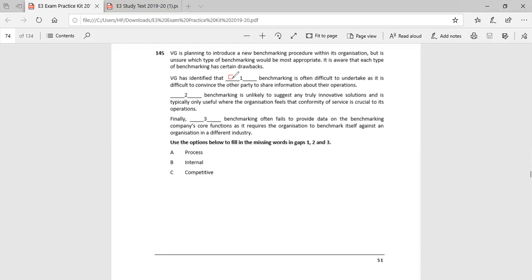Two, someone wrote two as B, Disha. Okay, B, internal benchmark is unlikely to suggest a truly innovative solution and is typically only useful when the organization feels that conformity of service is crucial to its operation. So 2 is B, internal. 3 is A. Finally, process benchmarking often fails to provide data on the benchmarking company's core functions, as it requires the organization to benchmark itself against an organization in a different industry.